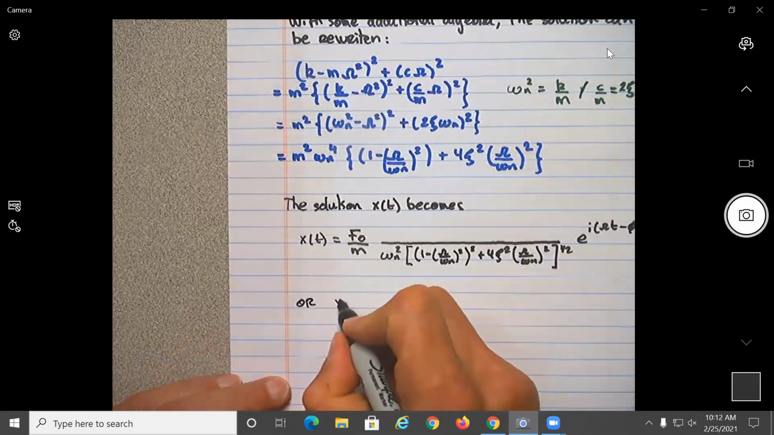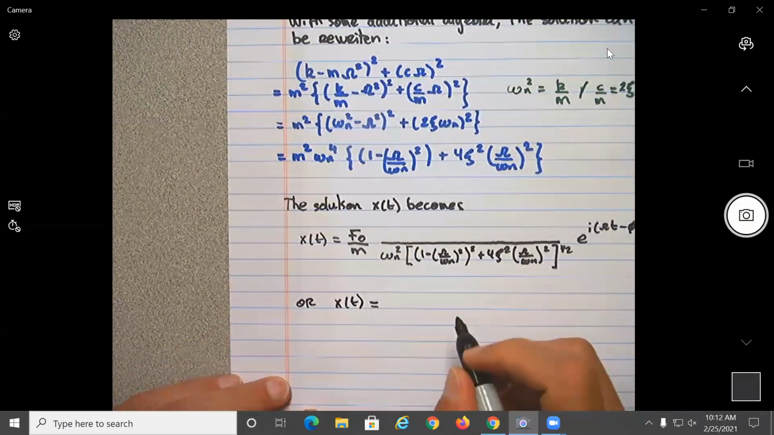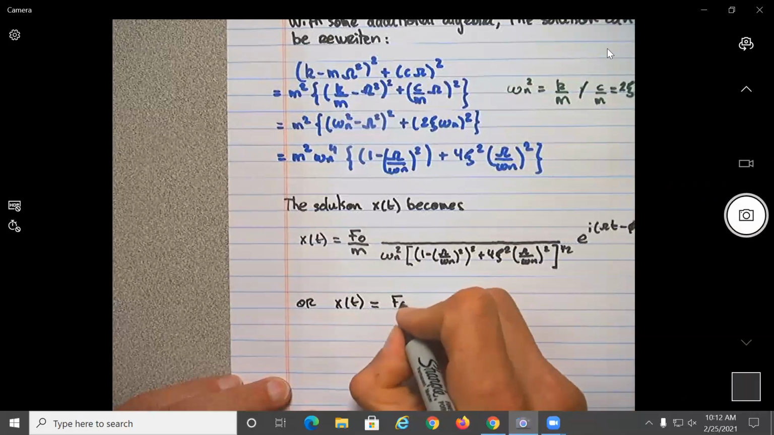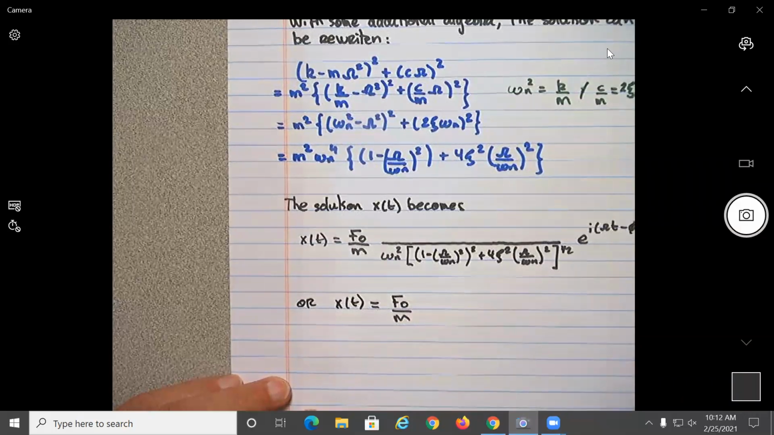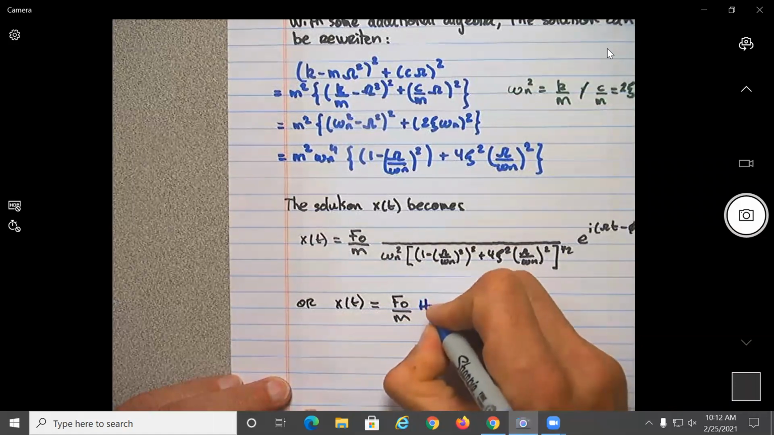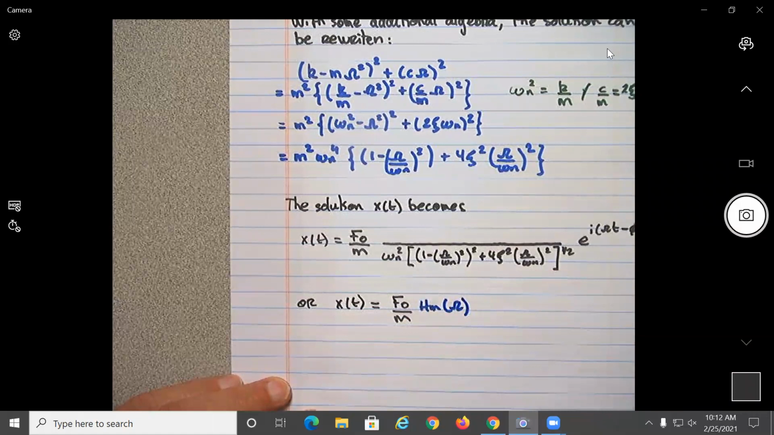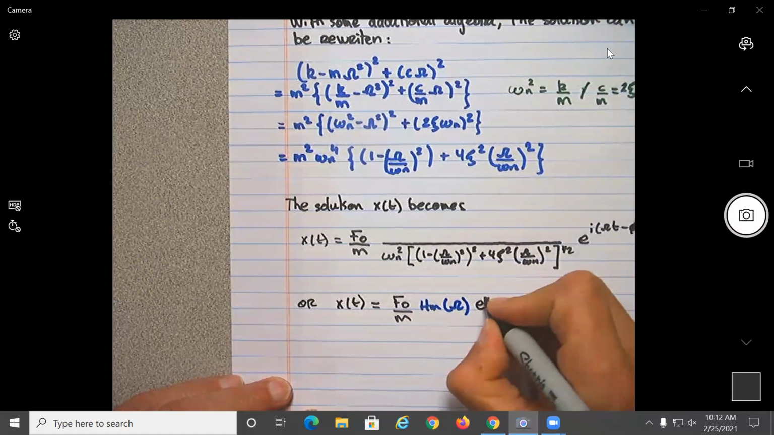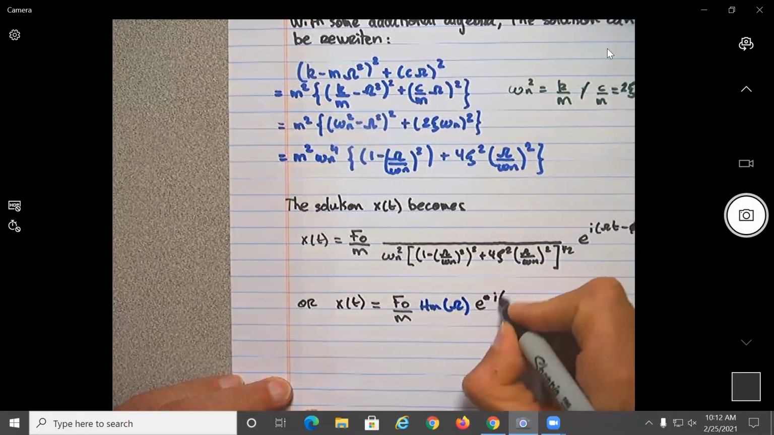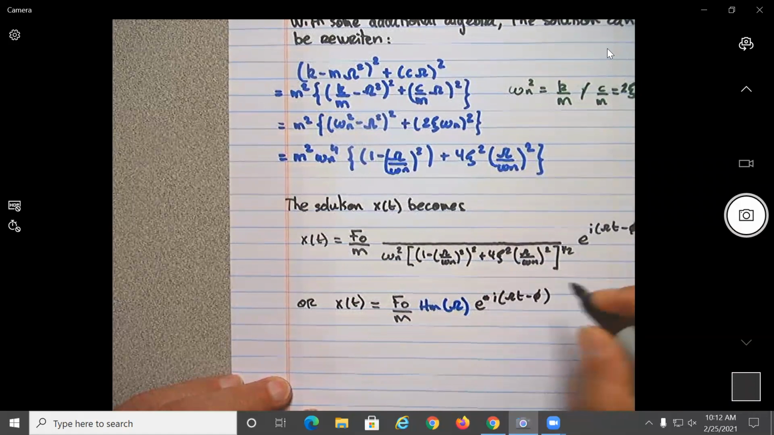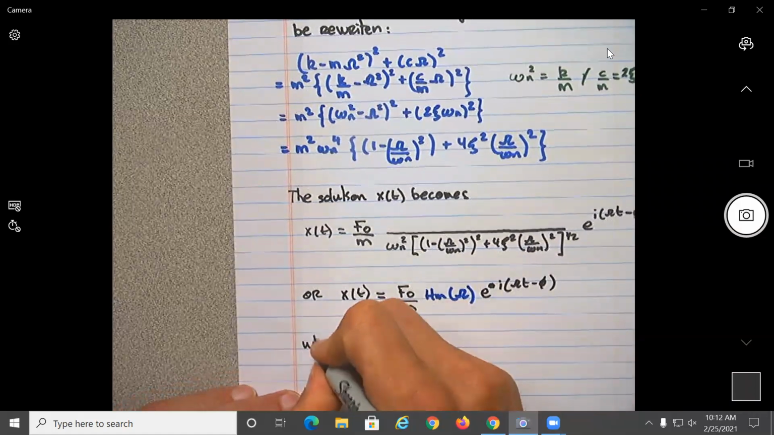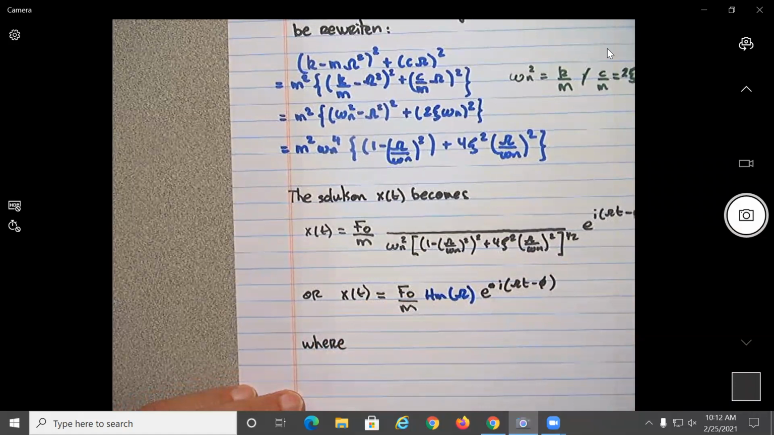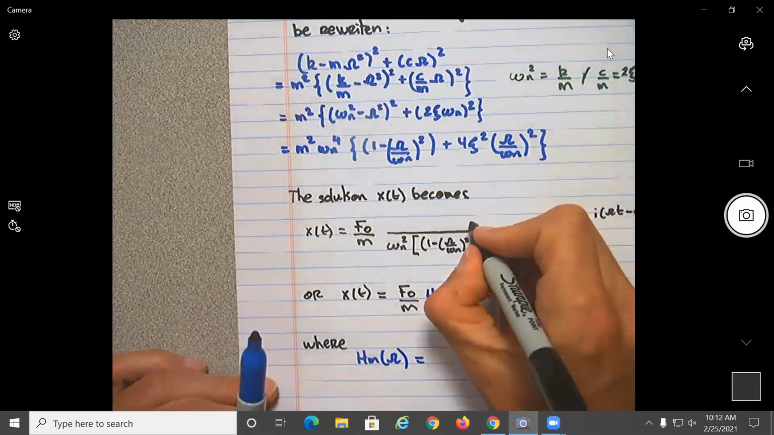Or this can be written as x of t equal to f sub naught over m h sub m omega of e to the i omega t minus phi, where the h sub m omega is equal to, oops, I forgot to put a 1 here.